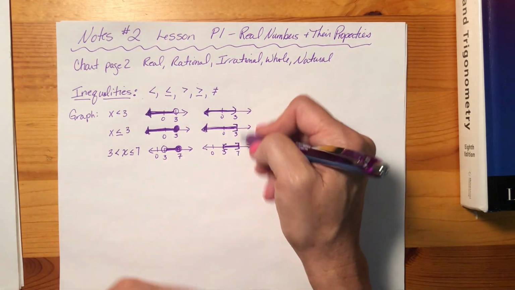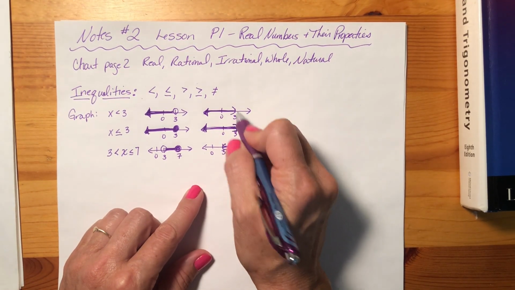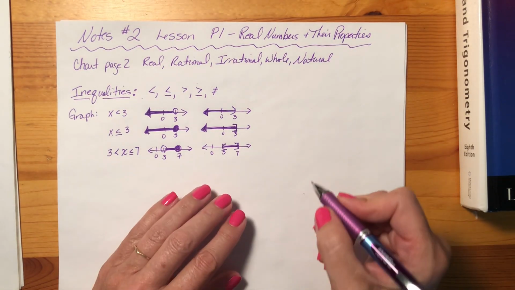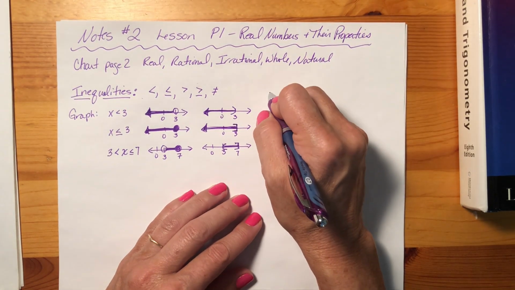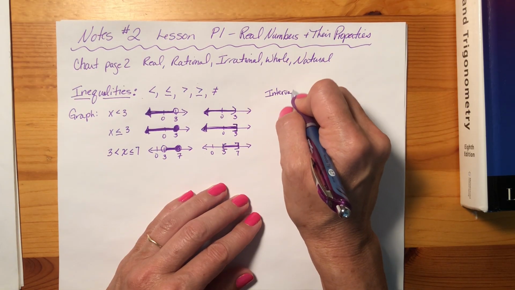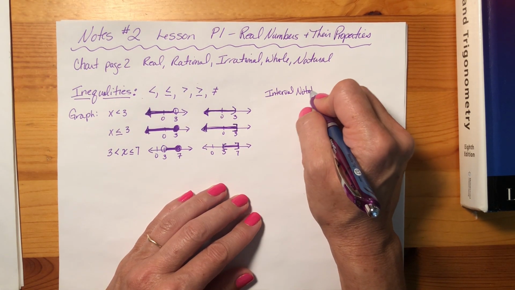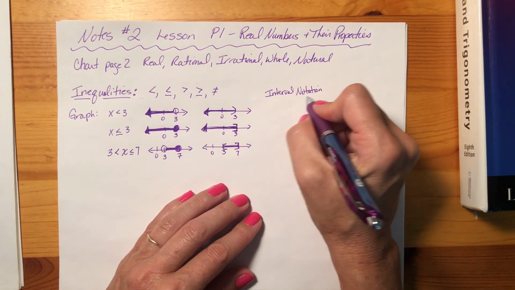So we really have to be neat in our graphing, whether it's a square bracket or a round bracket. We have to show our reader. There's another notation which I just love. That's called interval notation. An interval notation is a shortcut, and mathematicians, we love shortcuts.